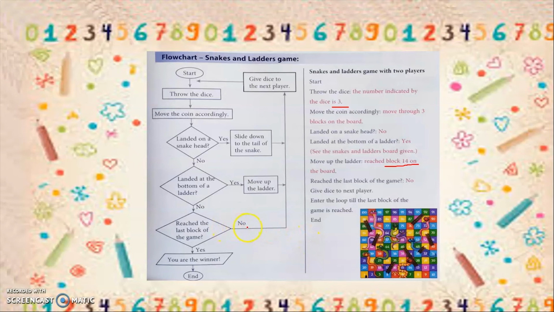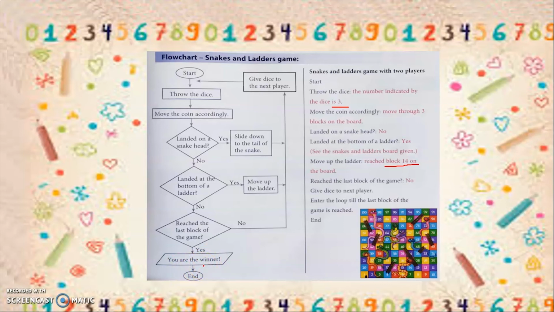Then what do you have to do? If your answer is no, then you have to give the dice to the next player, since you didn't finish. If you have reached the last block of the game, suppose your answer is yes, then you are the winner.